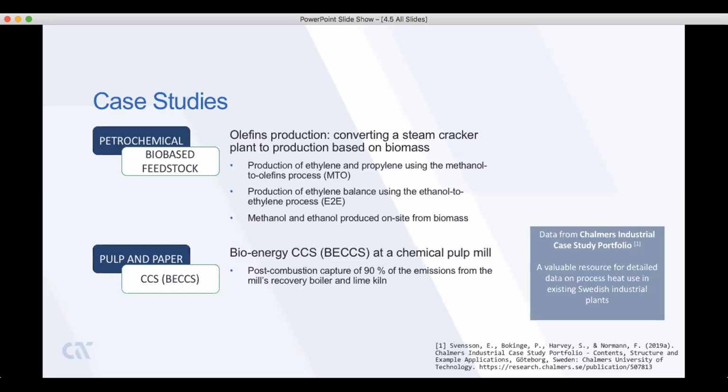The second case study investigated the implementation of bioenergy carbon capture and storage at a Swedish pulp mill. In this case study, it was assumed that 90% of the mill's CO2 emissions were to be captured using MEA-based post-combustion technology.